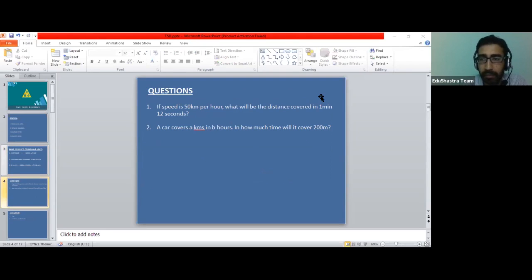Which brings me directly to these two simple questions. Can you calculate them, please, for me? Please try these out. If the speed is 50 km per hour, what will be the distance covered in 1 minute 12 seconds? And if a car covers A kilometers in B hours, then how much time will it take to cover 200 meters? Simple questions, please try.